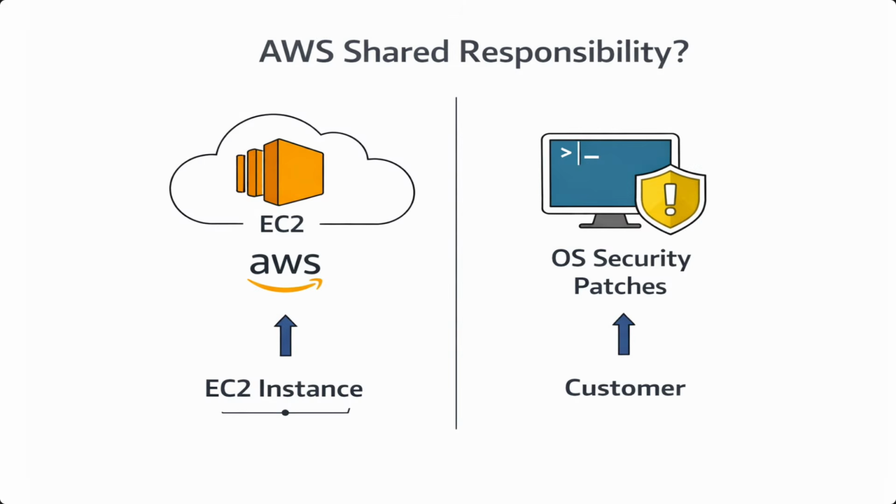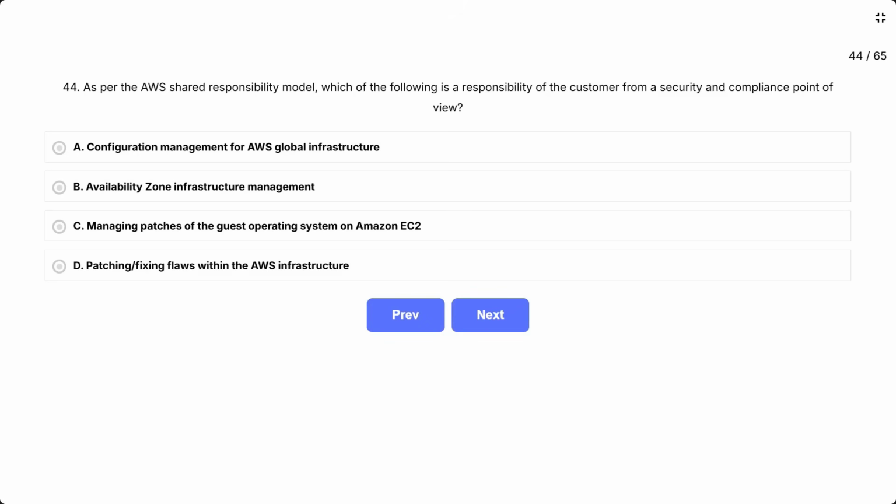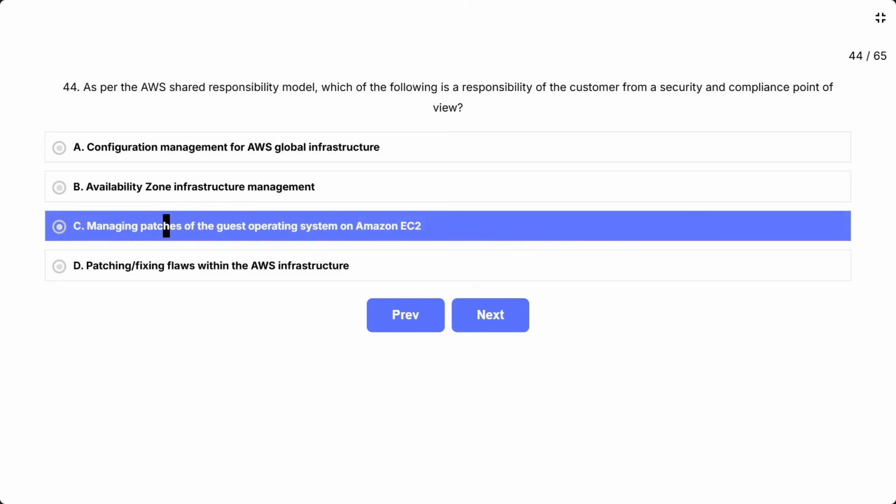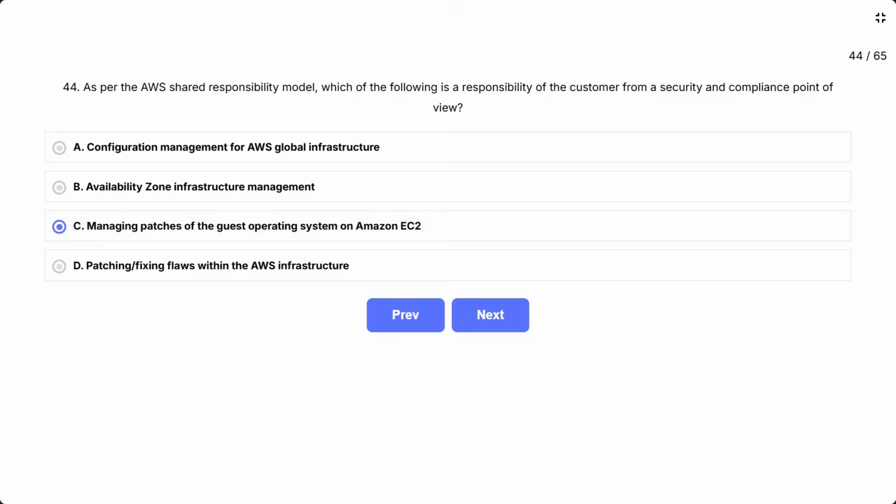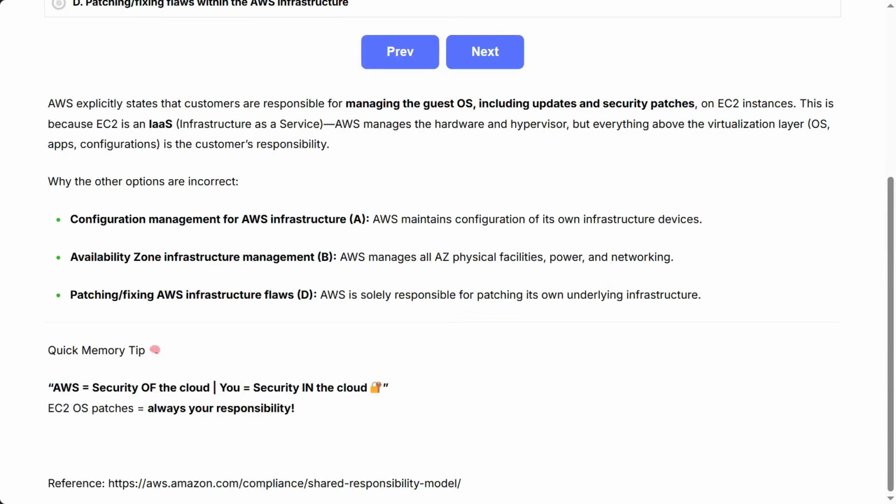This question asks which security task belongs to the customer, not AWS, under the shared responsibility model. In simple terms, when I run an EC2 instance, what OS level security task is entirely mine to handle? The correct answer is C. Managing patches of the guest operating system on Amazon EC2. AWS explicitly states that customers are responsible for managing the guest OS, including updates and security patches, on EC2 instances. This is because EC2 is an IaaS, infrastructure as a service. AWS manages the hardware and hypervisor, but everything above the virtualization layer, OS, apps, configurations, is the customer's responsibility.